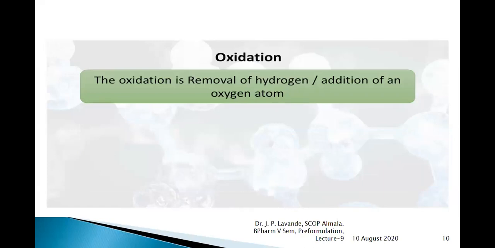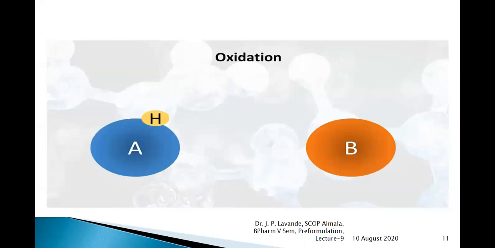Oxidation. Now what is oxidation? Oxidation is the removal of hydrogen or addition of an oxygen atom, or simply the loss of electrons. You can see in the oxidation process, compound A is oxidized and compound B is getting reduced. So you can see that there is a shift of hydrogen from compound A to compound B, as a result of which A will get oxidized and B will get reduced.